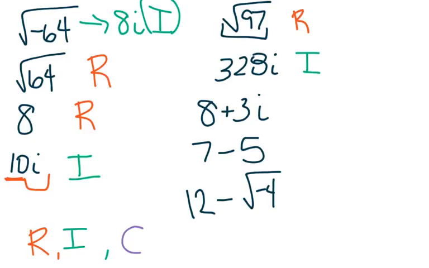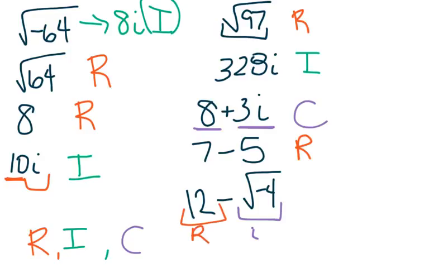8 + 3i, this is an example of our complex numbers. We have a real number being added to an imaginary number, so this is a complex number. 7 - 5, those are just two real numbers that are being added or subtracted, so that answer is going to be real. And then 12 minus the square root of negative 4. The square root of negative 4 is going to be an imaginary number, and 12 is a real number. So when we have a real minus or plus an imaginary number, we call that a complex number.